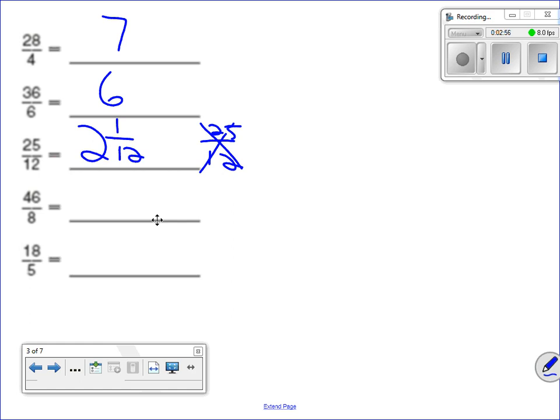How many times can 8 go into 46? Well, I know 8 times 6 is 48, which would be too high. So I'm going to have to go 8 times 5, which would be 40. 8 times 5. What's left over? 46 minus 40 would be 6 eighths. 5 and 6 eighths. Next one, how close can 5 get to 18? 5 times 3 is 15. So I have a big 3. What's left over? 3 fifths. Do you see how it's a 3? Because 18 minus 15 is 3.